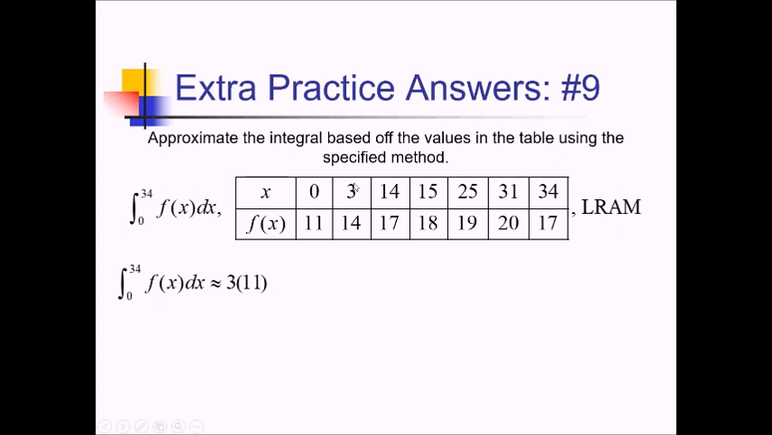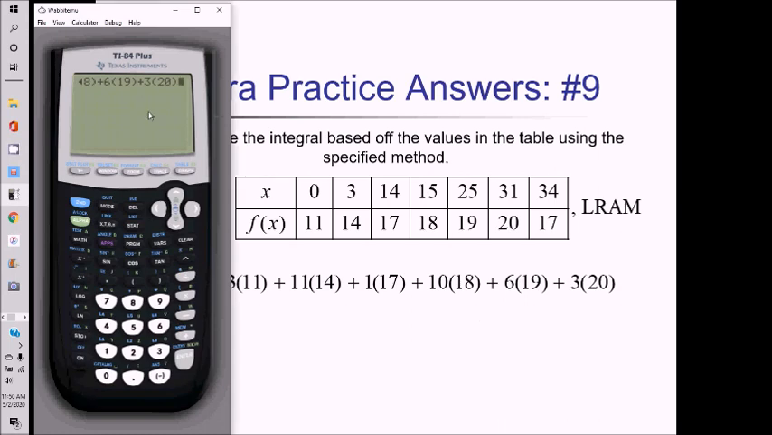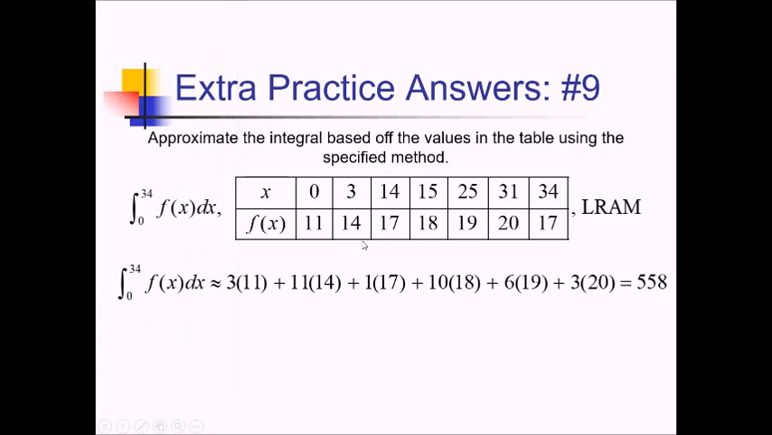Next, we have a base of 11 going from 3 to 14, so base of 11 times a height of 14. Next, we have a base of 1, height of 17, plus a base of 10 times a height of 18, plus a base of 6 times a height of 19, plus a base of 3 times a height of 20. And you can leave it that way or add it up on the calculator. So if I carefully plug all that in and press enter, that comes out to 558.